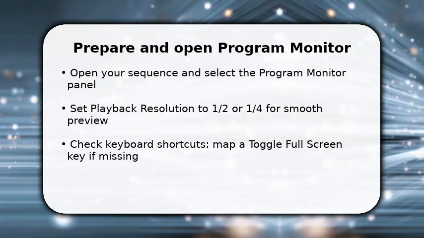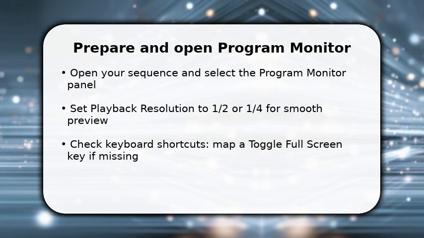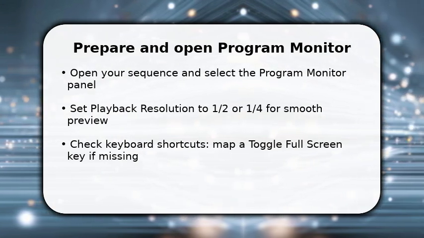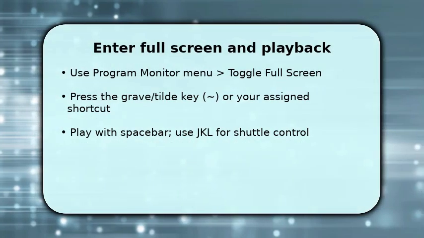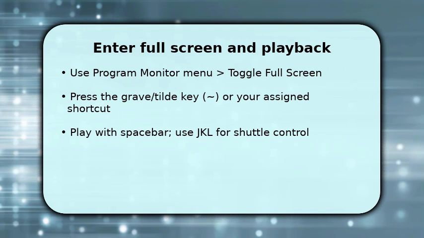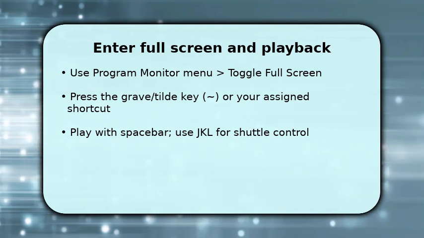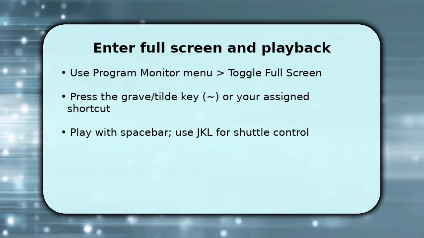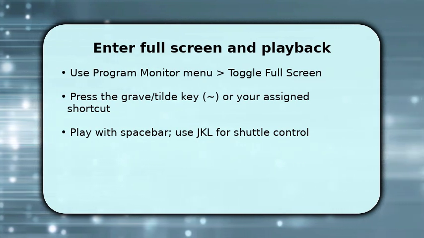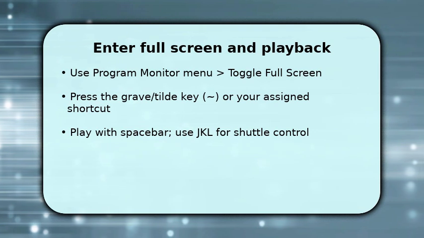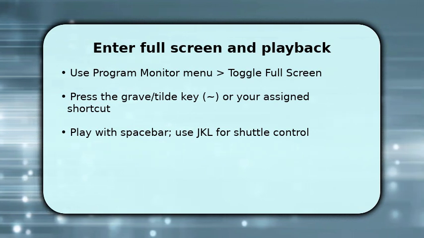Make sure the program monitor has focus before trying shortcuts, because the command only affects the active panel and not the entire UI. You can enter full screen from the program monitor menu by choosing Toggle Full Screen, which removes panels and fills your display. Alternatively, press the tilde key, or whichever shortcut you assigned. This is faster for repeated checks.